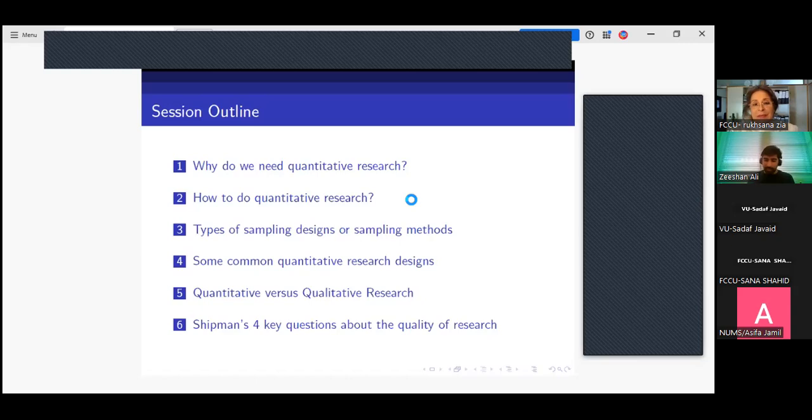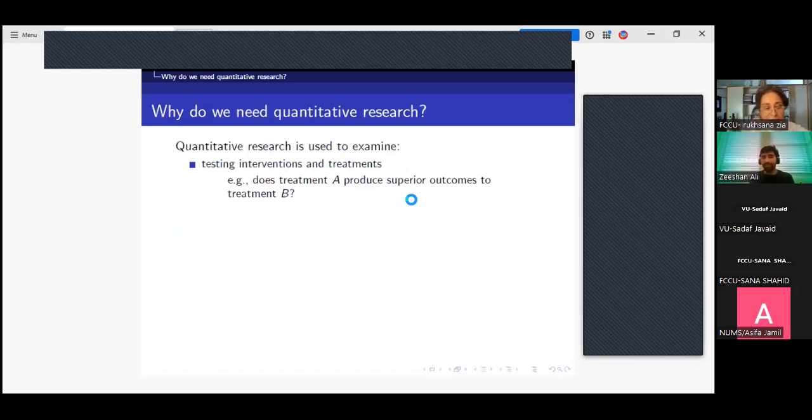So let's get started. Why do we need quantitative research? There could be different reasons for different people, but I have listed six here, and one of them is if we want to test or examine interventions and treatments. For example, we have two treatments and we want to know whether treatment A is better performing in terms of superior outcomes than treatment B, then we usually conduct quantitative research.